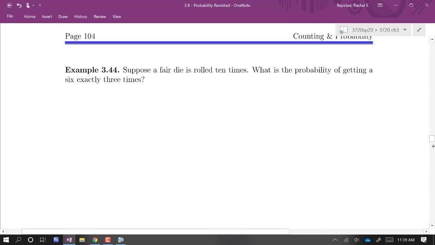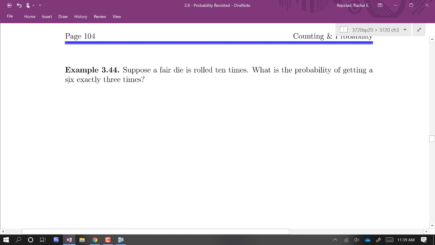All right, so let's do another one. Let's say we roll a die 10 times. So it's a fair die, a regular 6-sided die. And we want to know what's the probability of getting a 6 exactly 3 times. So we're doing the same thing over and over again. Rolling a die is independent each roll because dice do not have memory.